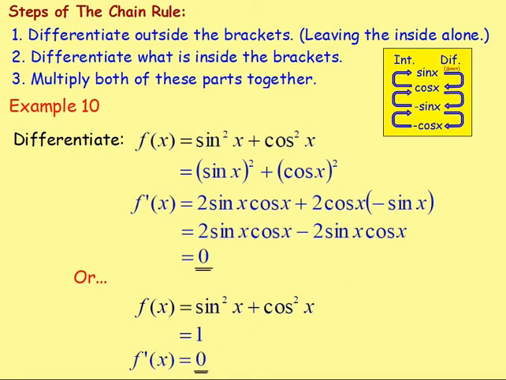More examples here. We had sine squared x, which you know is (sine x) all squared, cos squared x, which is (cos x) all squared. We can apply the chain rule for each part here, and we get 0. But remember your trig identities, sine squared x plus cos squared x equals 1! So you can rewrite that, and then you can differentiate 1, and you just get 0. So there are sometimes other ways to do it.